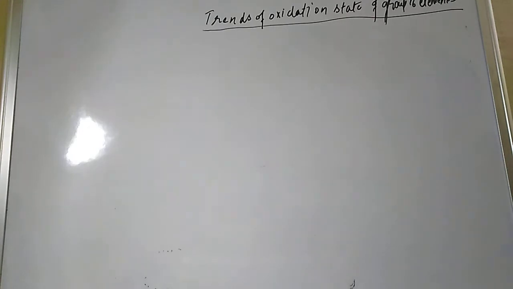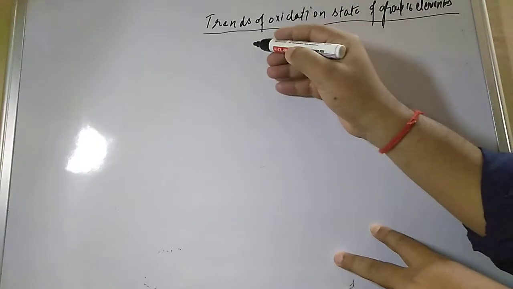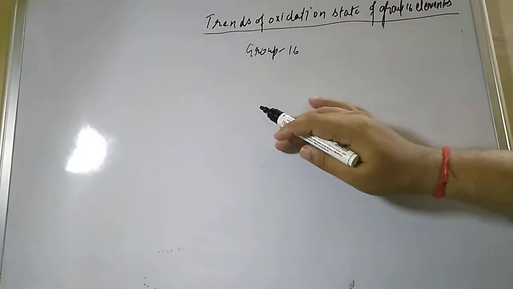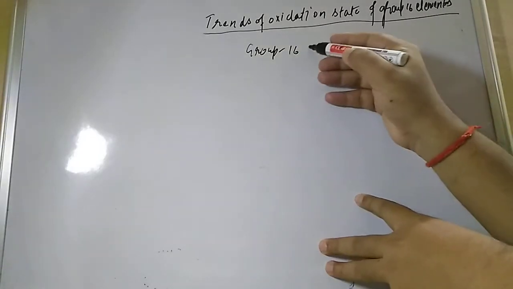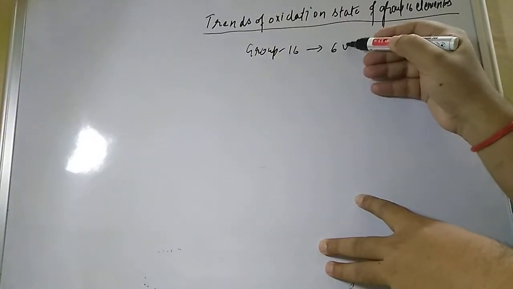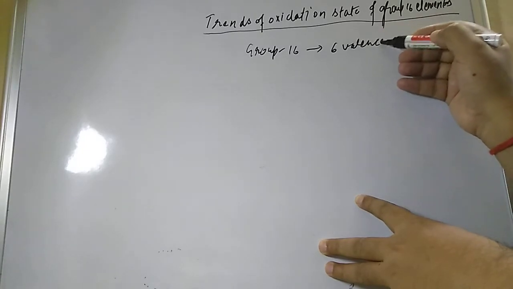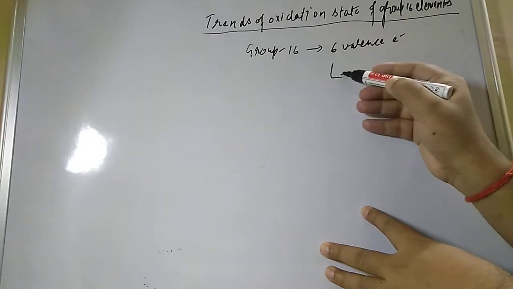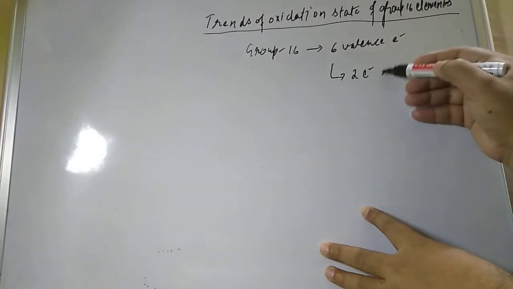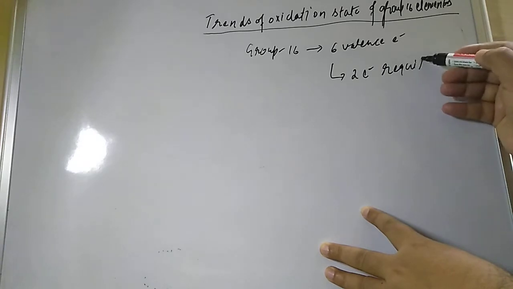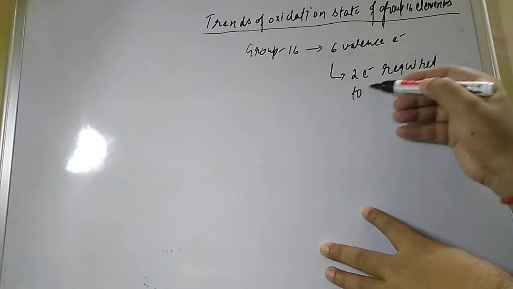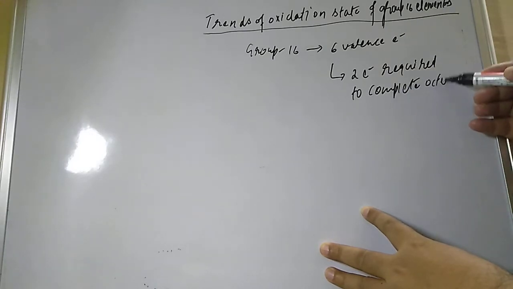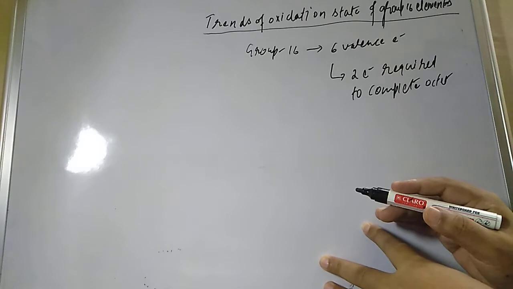Dear friends, when you look at the group 16 elements, what you will find is that group 16 elements have 6 valence electrons. Having 6 valence electrons means that 2 electrons are required to complete the octet.